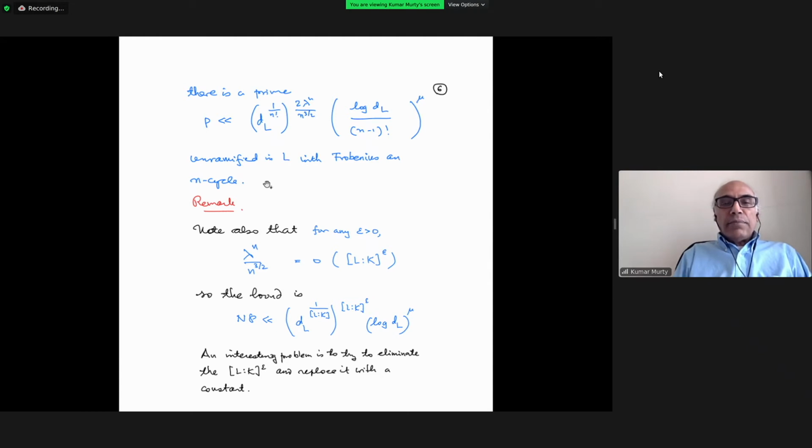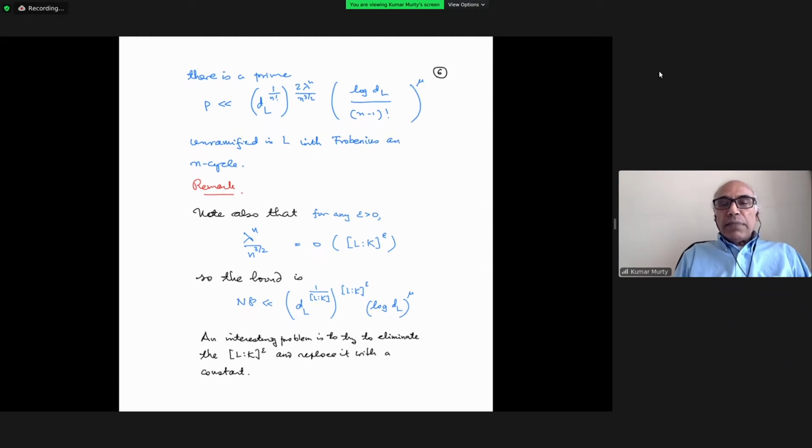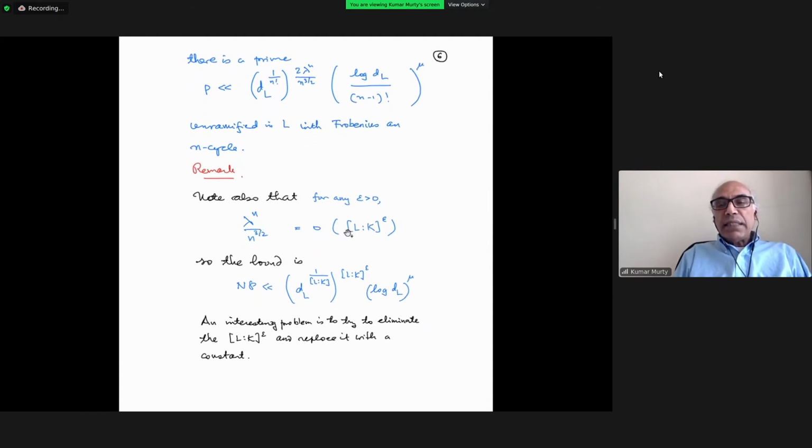Now, I just make this comment here again that because the degree is n factorial, this lambda to the n over n to the 3/2 looks exponential, but it's tiny compared to the degree. Okay, so you have something which is, if I want to write it like this, the root discriminant to a power, as small a power as you like of the degree.